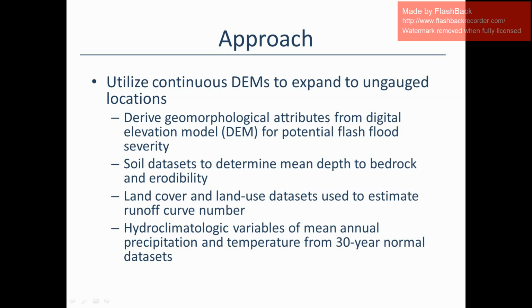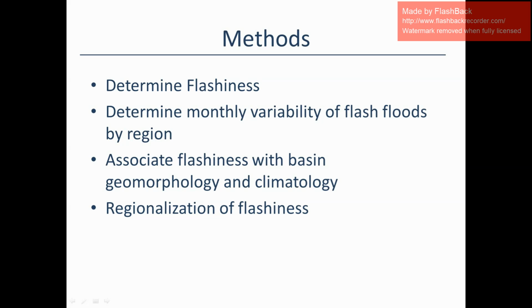And ultimately, they wanted to provide a continuous dataset through the whole U.S. to expand our knowledge of flash floods where we do have information to areas where there are no gauges to confirm. The methods of the study include determining the flashiness of a basin, determining the monthly variability of flash floods by region, associating flashiness with basin geomorphology and climatology, and the regionalization of flashiness.